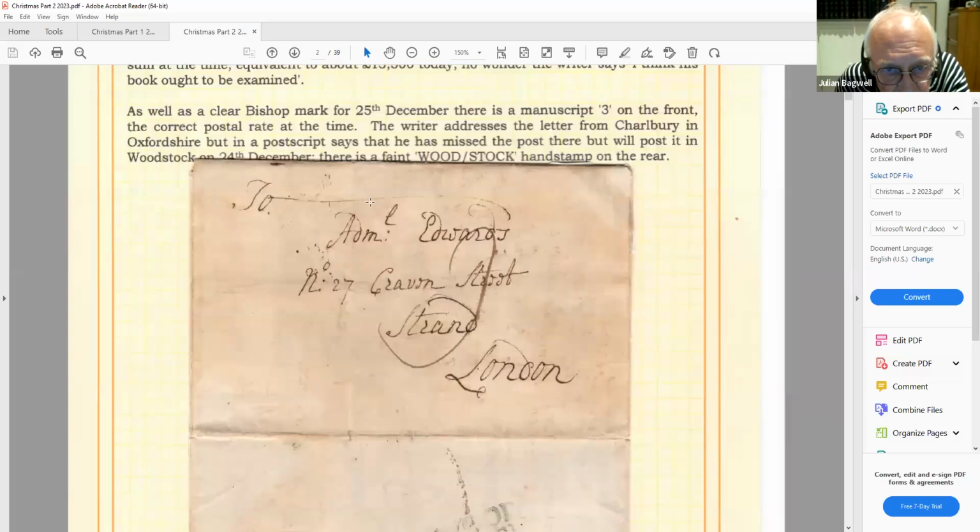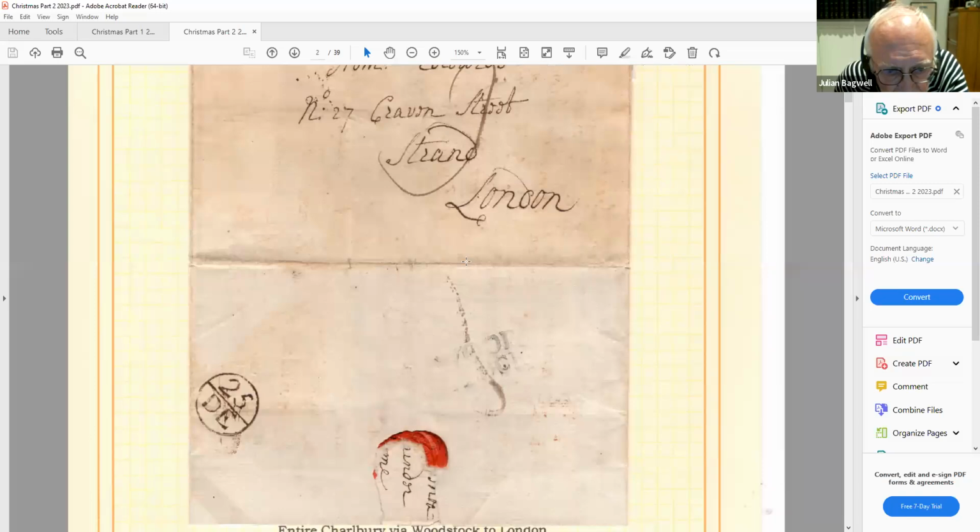And this was sent to someone in London, and it went from Woodstock. And you can see a fairly scruffy 3 here on the front. That was the postal rate at the time, because in those days, of course, postal rates were all about distance. And from Woodstock to London, I checked, and 3d was the correct rate.